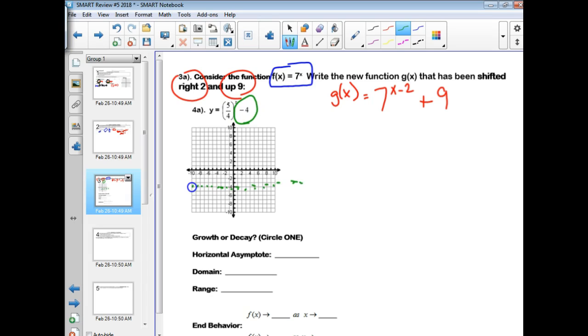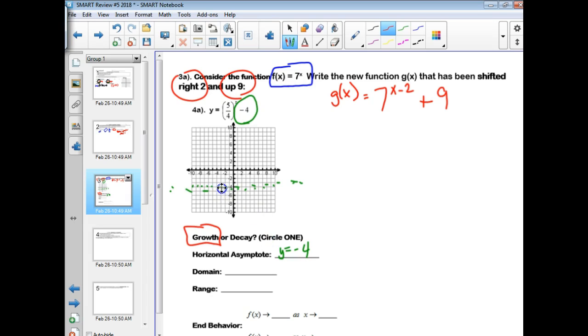I'm going to draw a little line here. That's at least a visual boundary for me, but it's also an indication for my teacher that I do know where the horizontal asymptote is located. While we're at it, I'm going to write that right down here. Y equals -4. Is this going to be growth or decay? Yes, it is growth. Can you tell me why? The base is greater than 1. It's a 5/4, which is like 1.25.